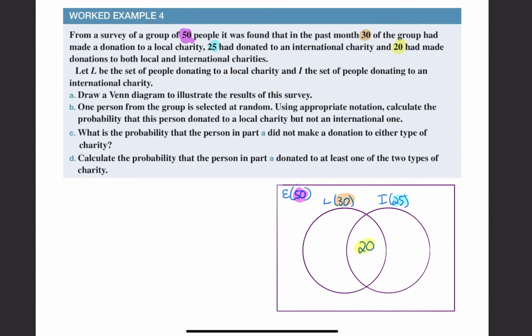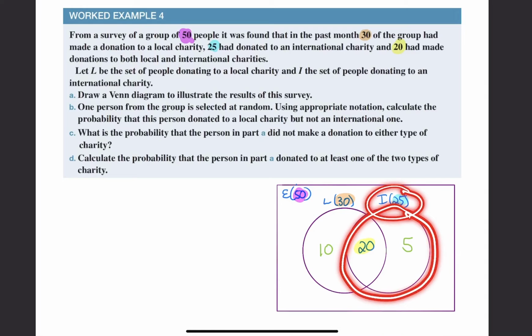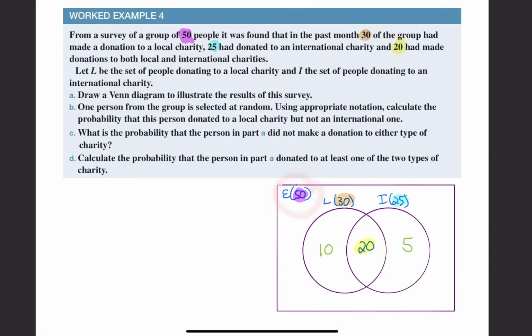I can then just fill in, and I'm going to fill in green because it's the one we have filled in ourselves. That must be 10, so that 10 and 20 equals 30. That means we need 5 here, and the reason is that needs to be 25. We already have 20, so 20 and 5 is 25. All we need is now the ones who haven't given anything, so that needs to be 50. The people who gave is 10 plus 20 is 30, plus 5 is 35, which means we have 15 non-givers. Now I've completed my Venn diagram.